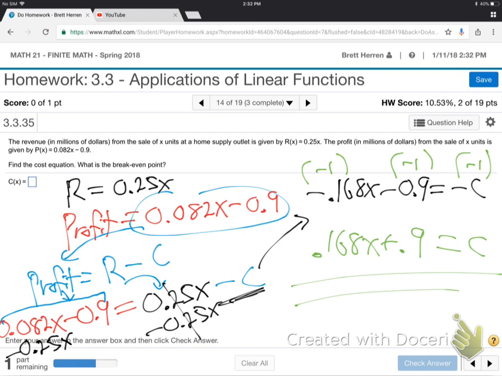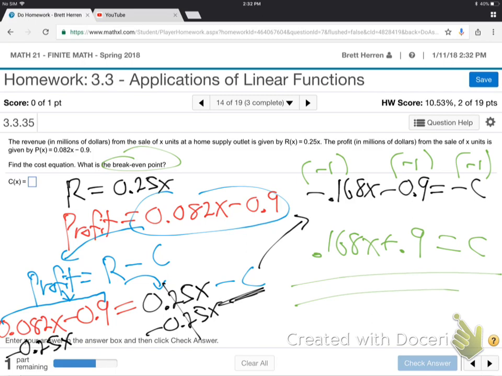Last thing is they're going to ask a second question. What is the break-even point? How do we find break-even point? What am I going to set? What's that? Profit zero, huh? Profit zero or revenue equals cost. Same thing. Either one will give you the same answer.